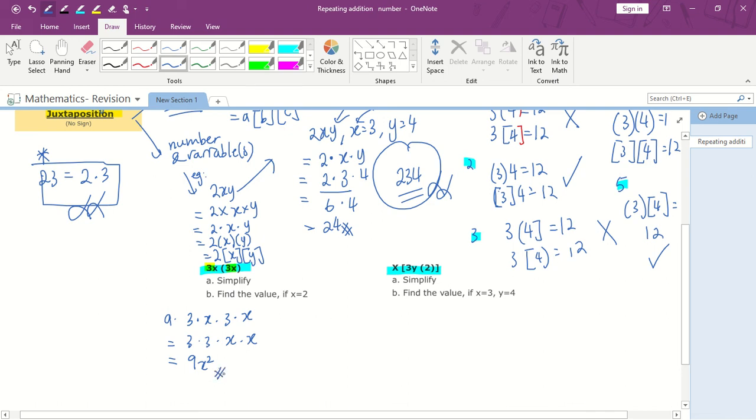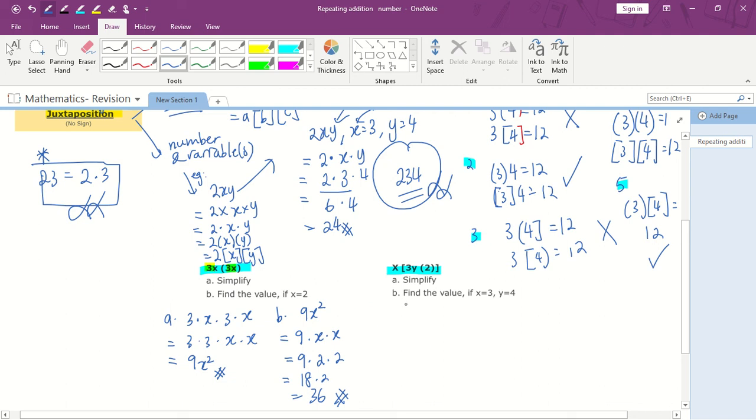And that's the simplification. A is done. For B, find the value if x is equal to 2. So 9x squared from here, 9x squared, you can understand as 9 times x times x. So it'll be 9 times 2 times 2. So 9 times 2, 18. 18 times 2, 36. That's so.